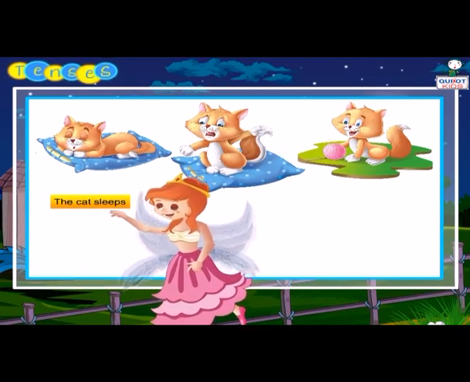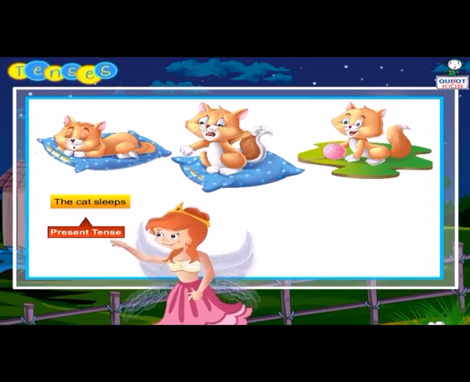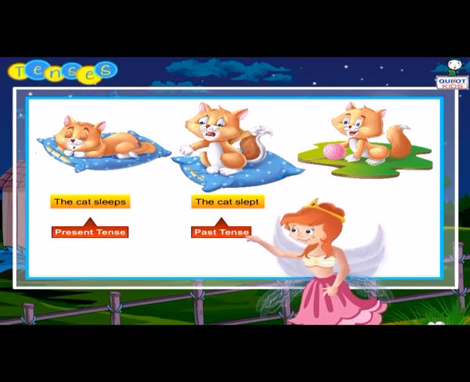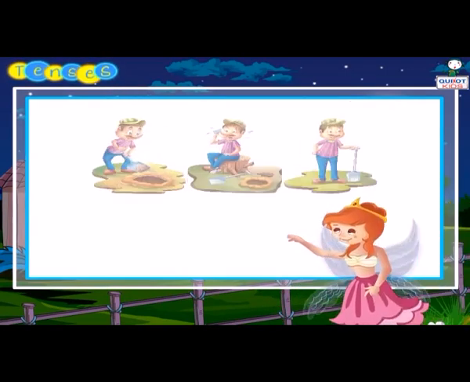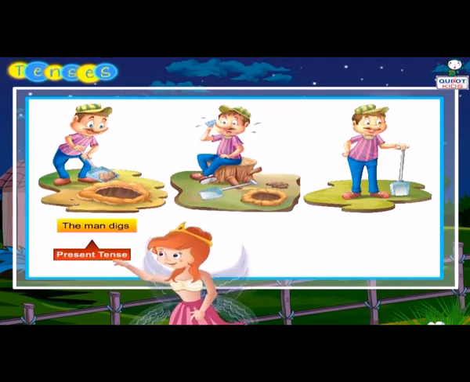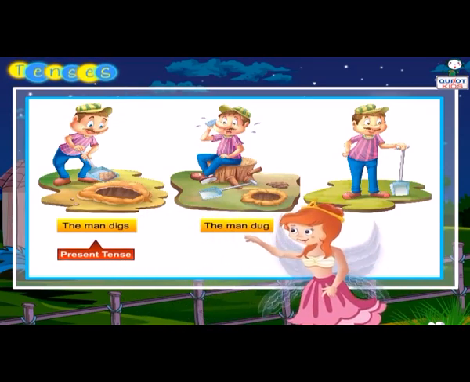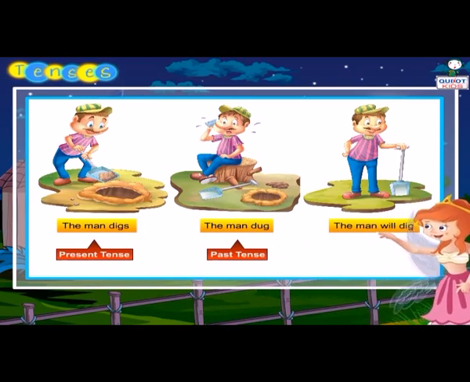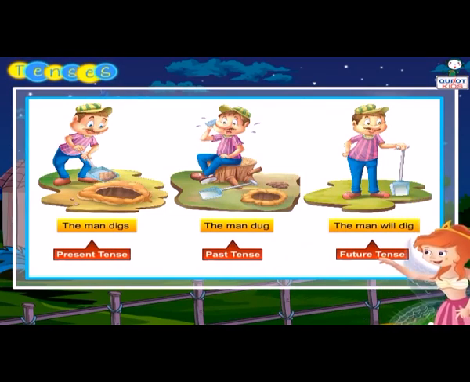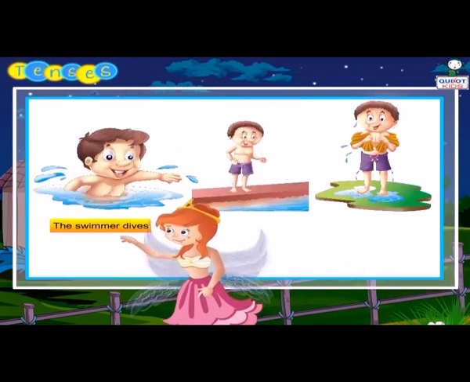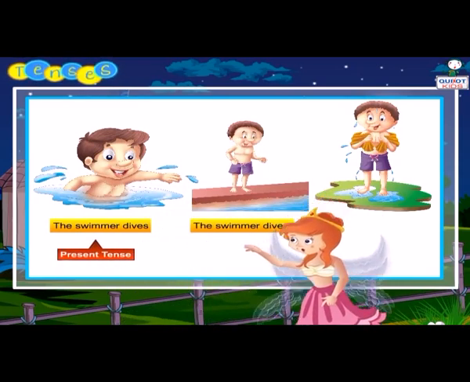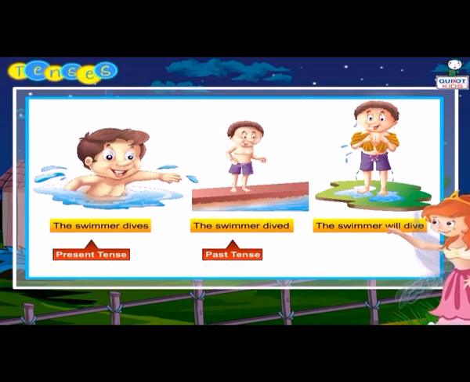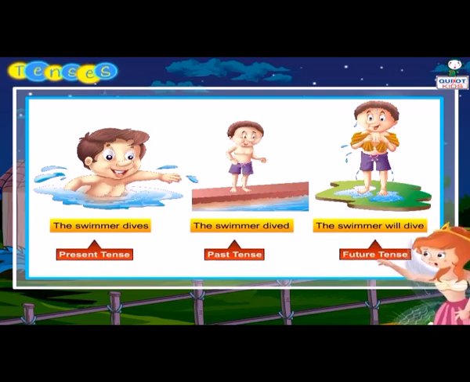The cat sleeps. Present tense. The cat slept. Past tense. The cat will sleep. Future tense. The man digs. Present tense. The man dug. Past tense. The man will dig. Future tense. The swimmer dives. Present tense. The swimmer dived. Past tense. The swimmer will dive. Future tense.